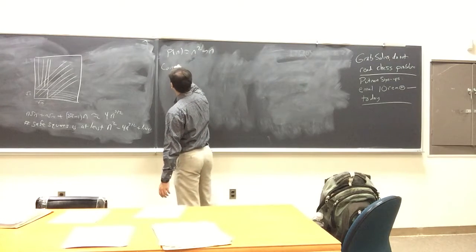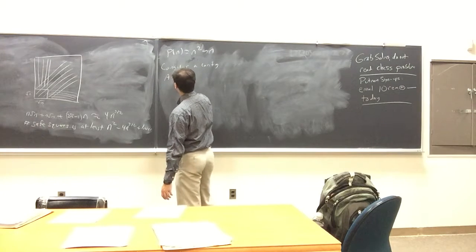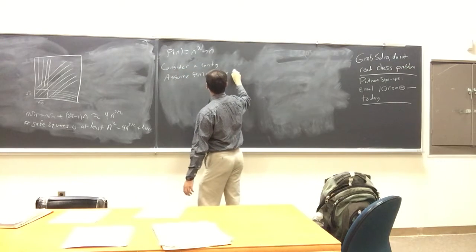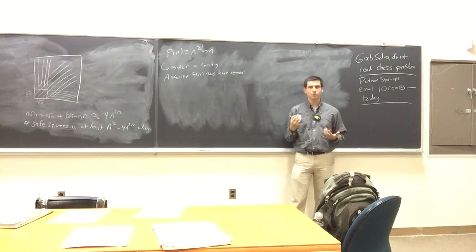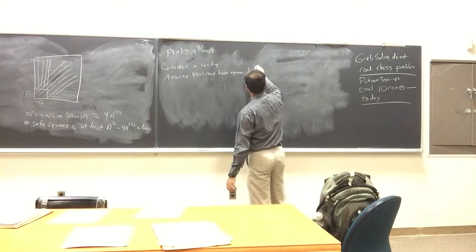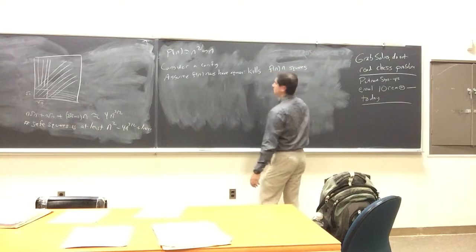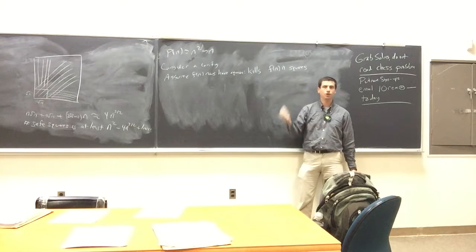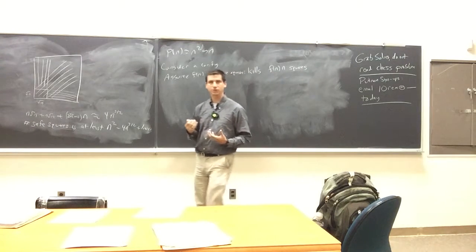So consider a configuration. Assume f of n rows have a queen. I'll just let f of n denote the number of rows with a queen. So this kills f of n times n squares. It kills more than this, but it kills at least f of n times n squares, because each row that has a queen, all n things in that row are killed. So do we agree that at least this many squares are killed, if we just look at rows?